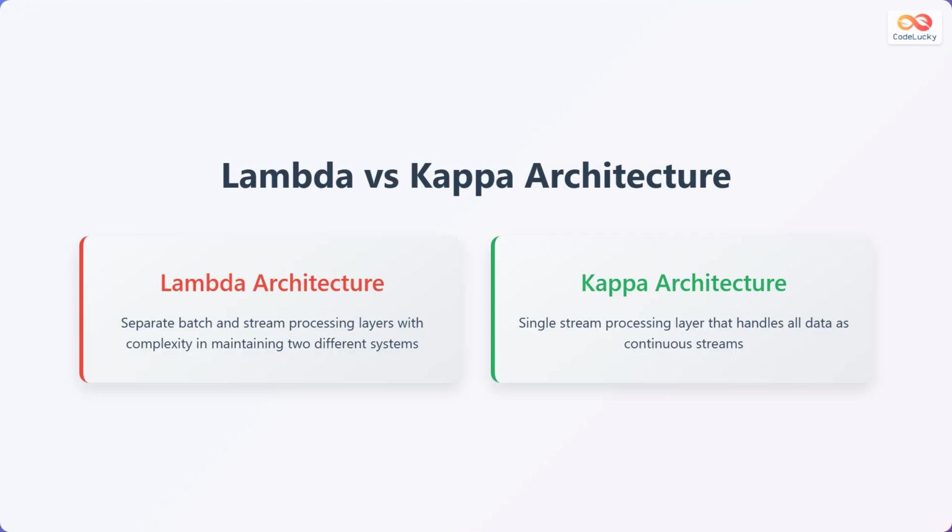Let's understand the difference between Lambda and Kappa architectures. Lambda architecture uses separate batch and stream processing layers, which adds complexity in maintaining two different systems. Kappa architecture, on the other hand, uses a single stream processing layer that handles all data as continuous streams, simplifying the overall architecture.